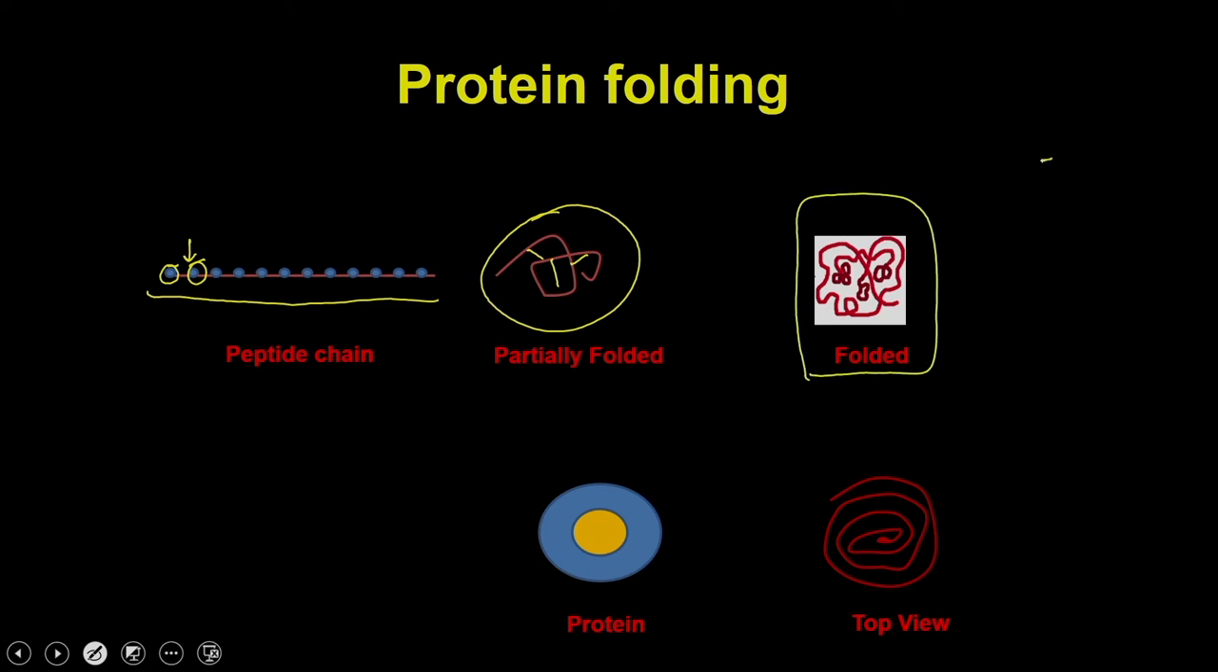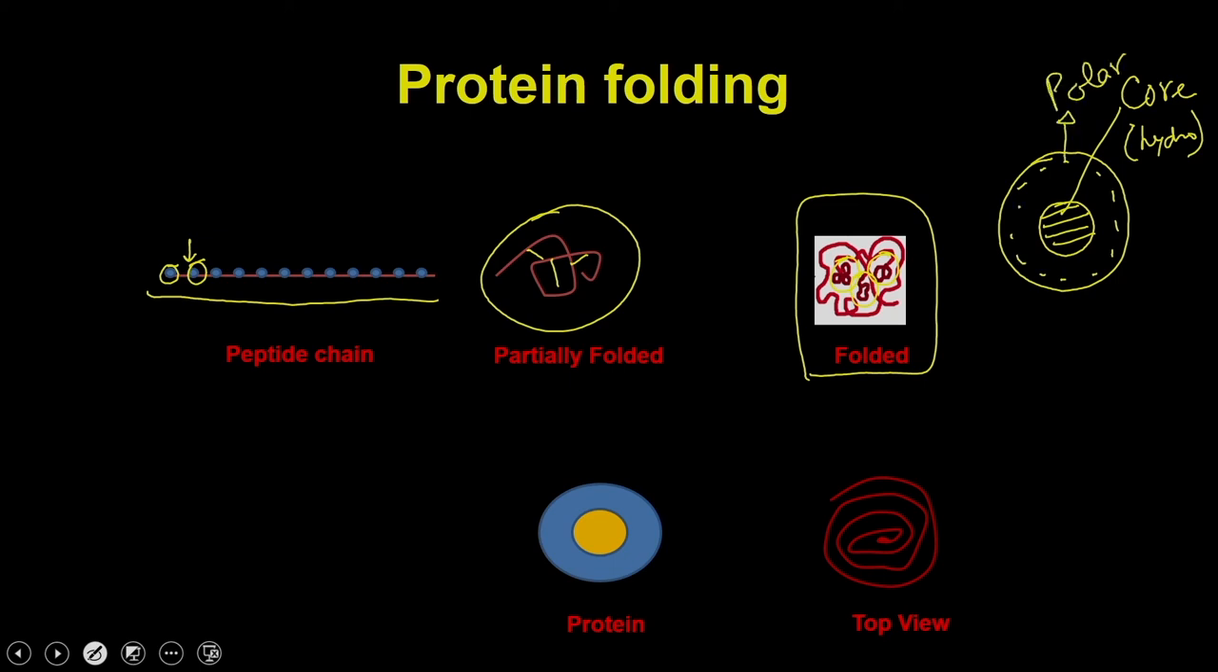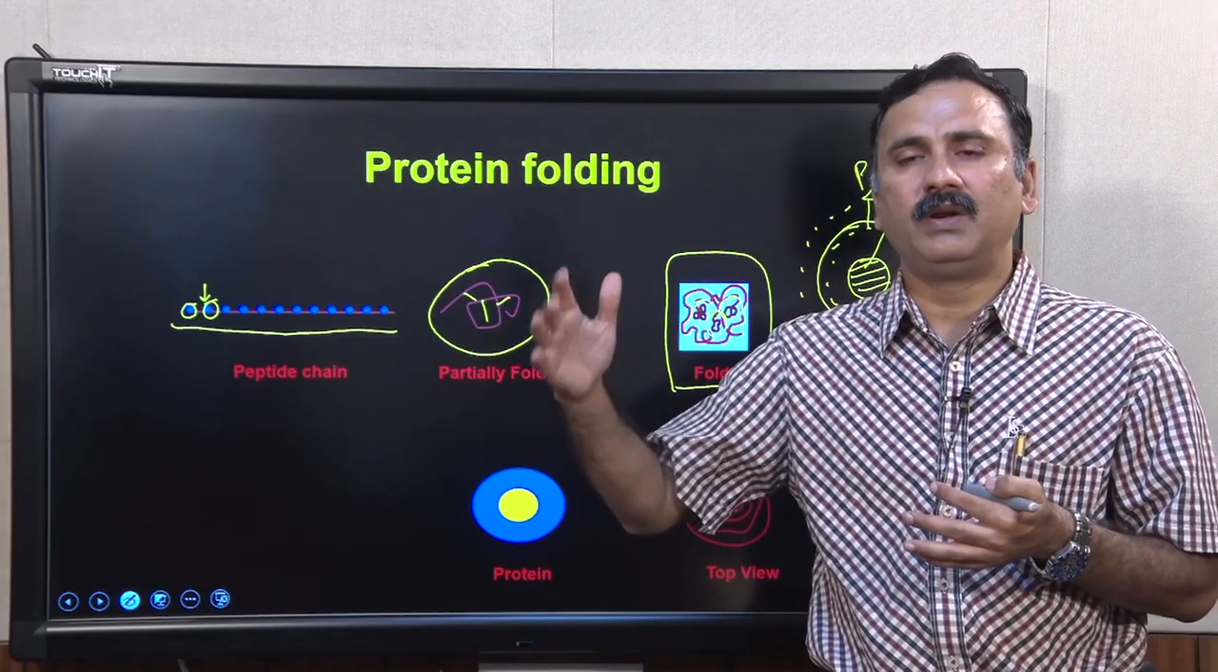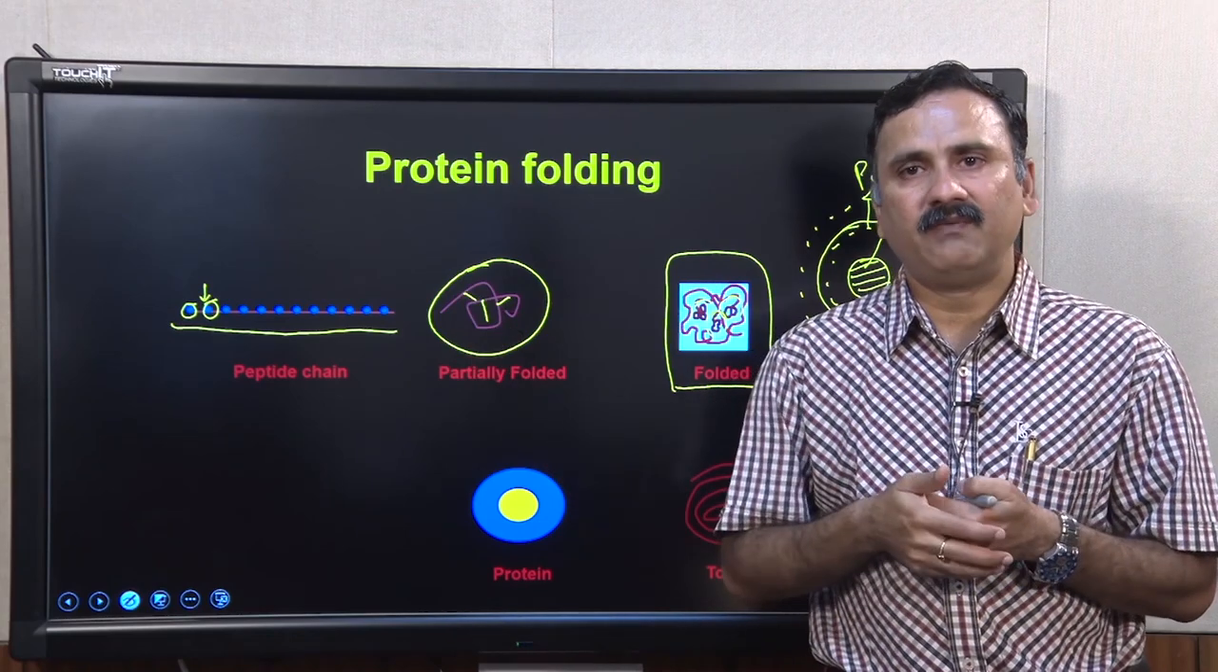In the three-dimensional conformation, the hydrophobic residues or side chains are localized within the center of the protein, which is called the hydrophobic core. So this is the core of the protein, where you have the hydrophobic amino acids, whereas the periphery has the polar amino acids. This arrangement happens because you have water outside, and all the polar amino acids love water. So you have the hydrophobic core in the center and the hydrophilic periphery on the outside of the protein.